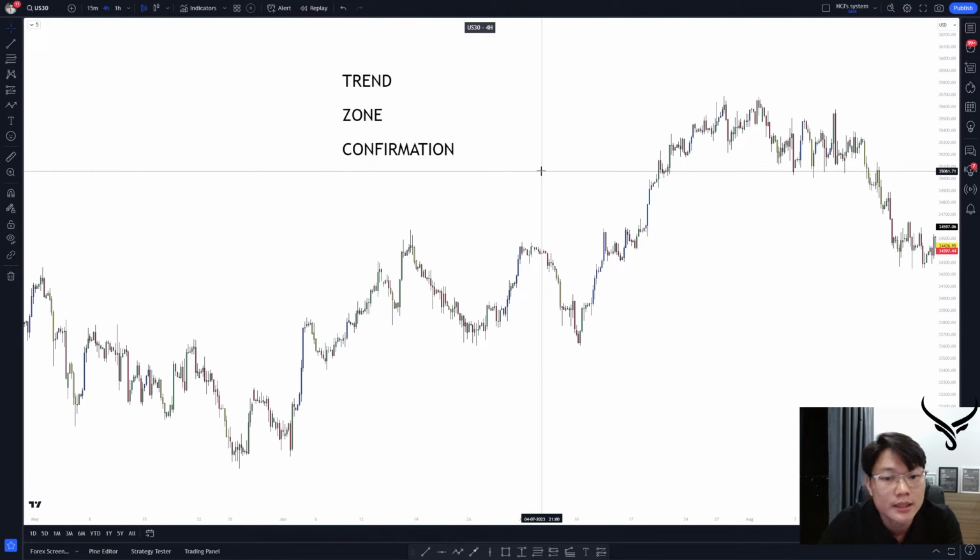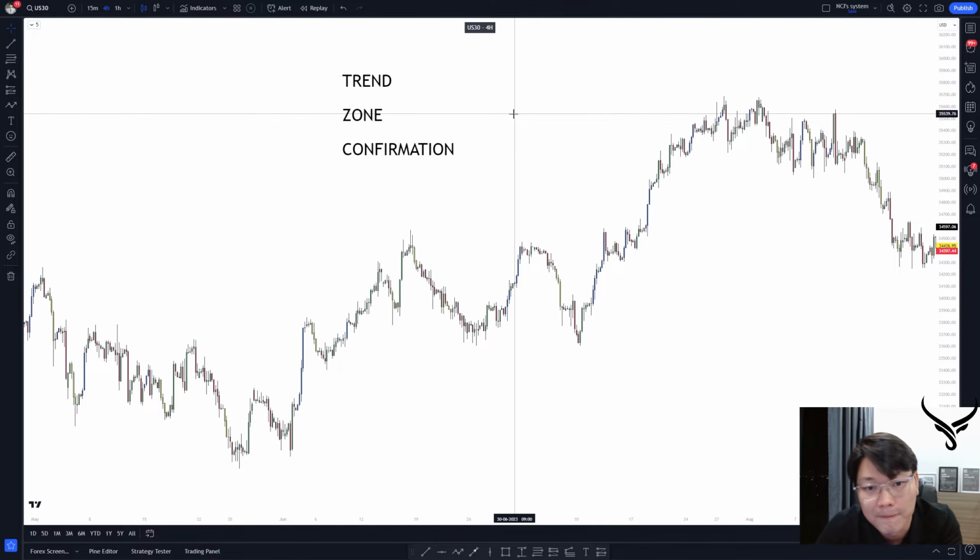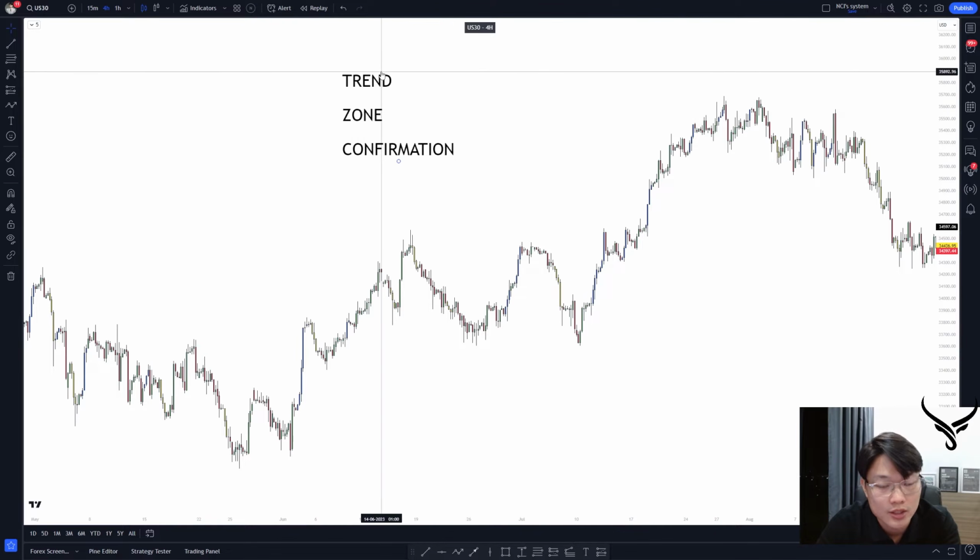I normally guide you that when you want to take any position from the market, you always need to analyze 3 steps from the market. Here are the 3 things you need to clarify before any entry. First of all, you need to define the trend from the market.